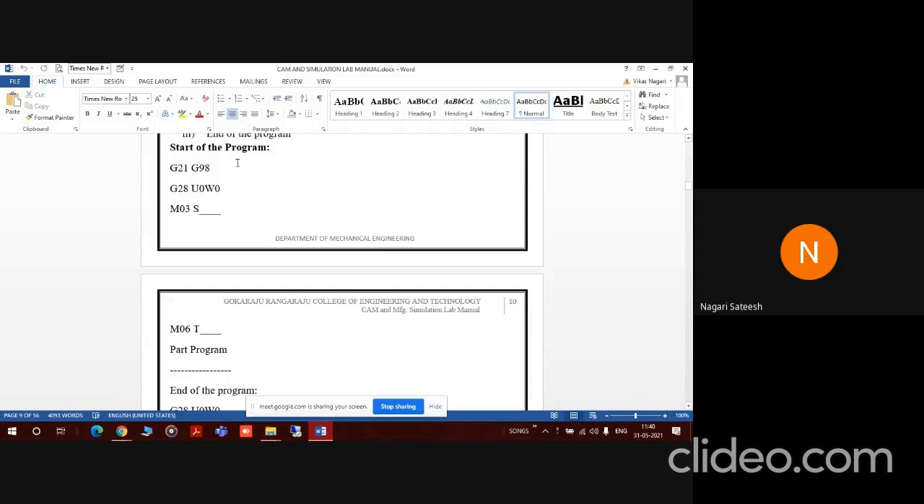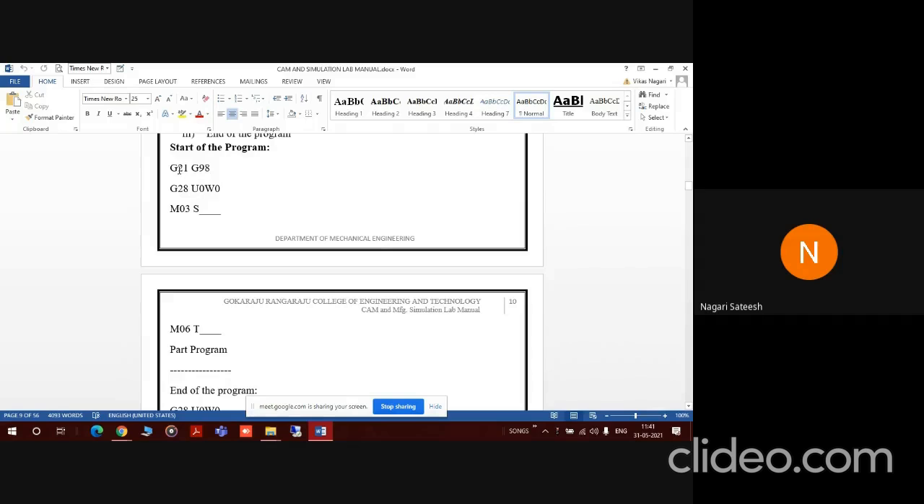I'll repeat here. G21 means all the dimensions on the workpiece are in mm mode, and the motion of the cutting tool is also in mm mode. G98 is feed: wherever you are using feed, it will be considered as mm per minute. If you use G20, G98, then G20 is inches mode, and the feed will be in inches per minute.